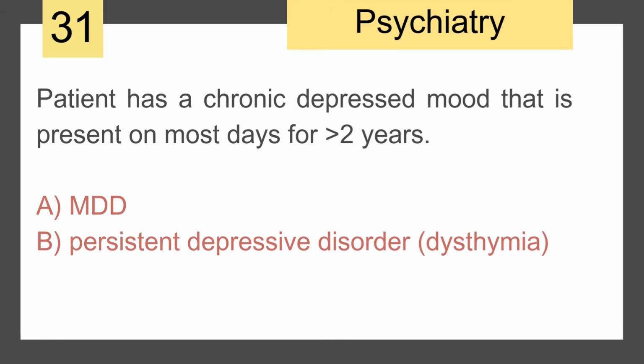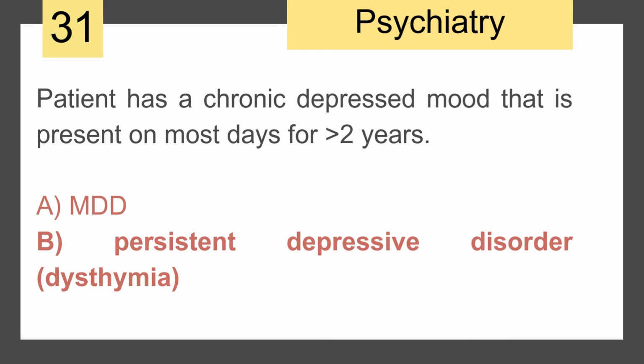31. A patient has chronic depressed mood that is present on most days for at least 2 years. So it doesn't fulfill the criteria for MDD. This is persistent depressive disorder, dysthymia, and it's treated similarly to major depressive disorder.